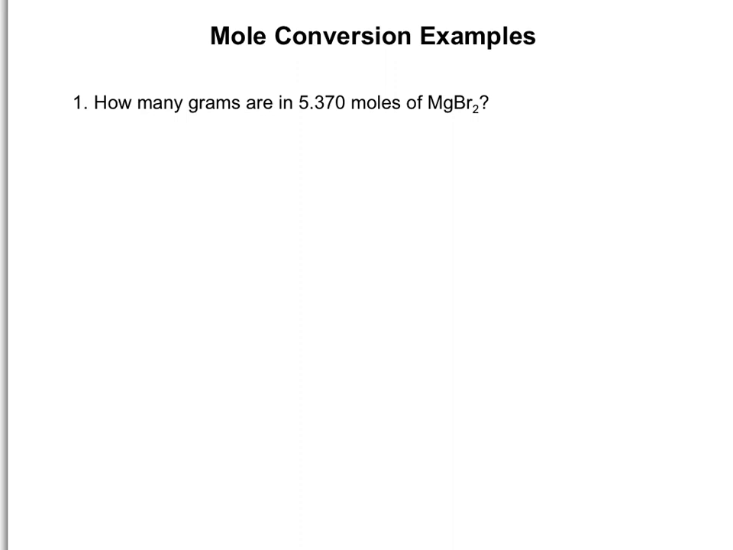So first thing, I always like to see what I'm given in the problem. So in this case, 5.370 moles. Second thing is I'm trying to see what am I asked to find, and I want to find grams. So if I know grams is involved in my problem, I automatically have to find the molar mass of magnesium bromide.